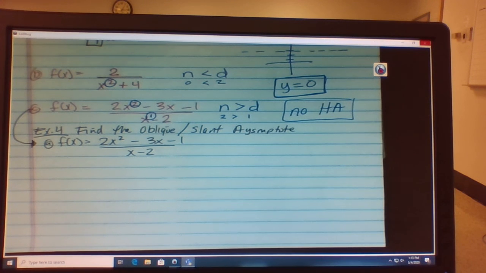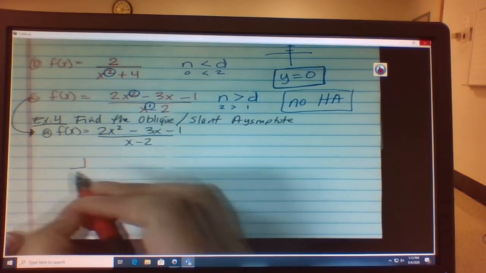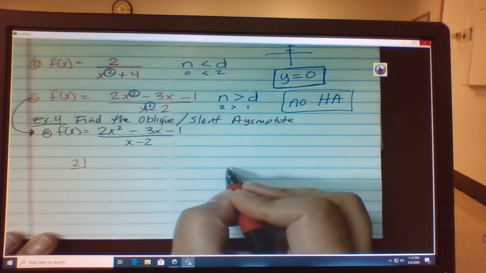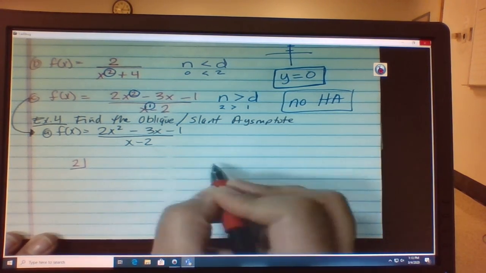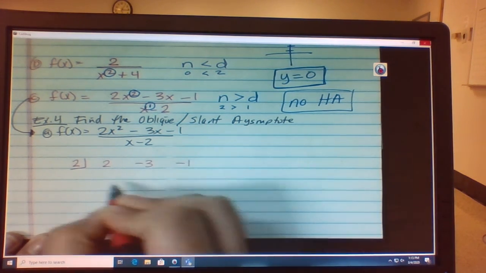So if I had to divide this, you could use long division if you want to, but synthetic is a lot easier. Yes? If I had to divide this, what would be the number outside here? Positive 2. Very good. What are going to be my coefficients, my constants, my numbers? 2, negative 3, and a negative 1.